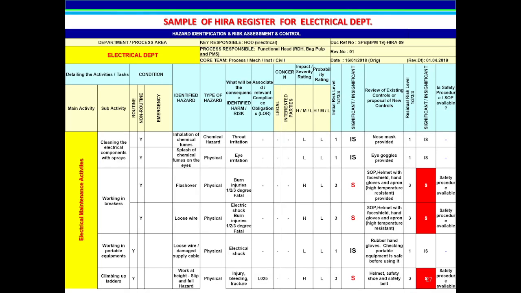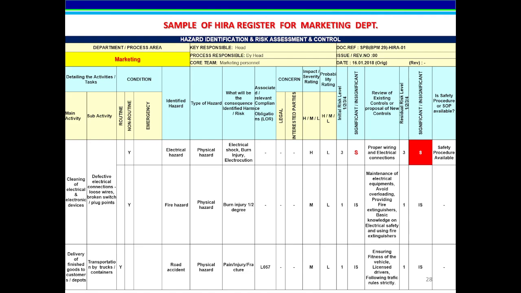This is another HIRA register pertaining to the maintenance department, electrical. The activities whose risks are significant are filled in red color. Others are insignificant. Please go through the details in this format for better understanding. This is another HIRA pertaining to a non-technical department, that is marketing. Please go through the details in this HIRA format for better understanding.